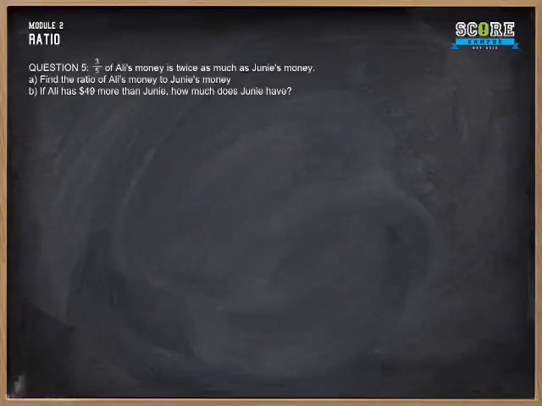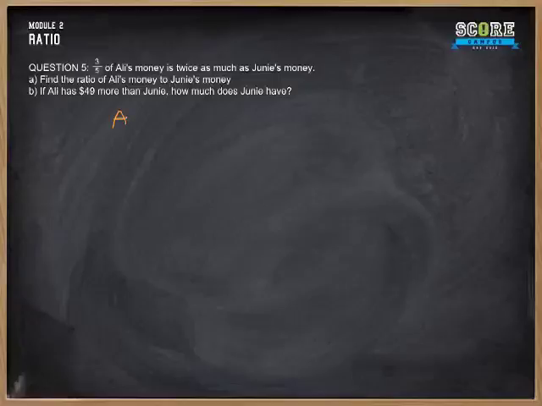Question 5, students. 3/5 of Ali's money is twice as much as Junie's money. Part A of the question is this. Find the ratio of Ali's money to Junie's money. Part B, if Ali has $49 more than Junie, how much does Junie have? Now, to tackle a problem like this, the best thing to do is to start drawing the models.